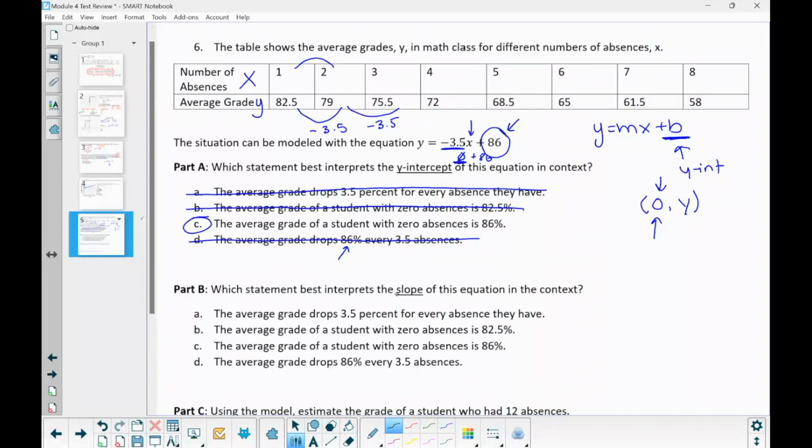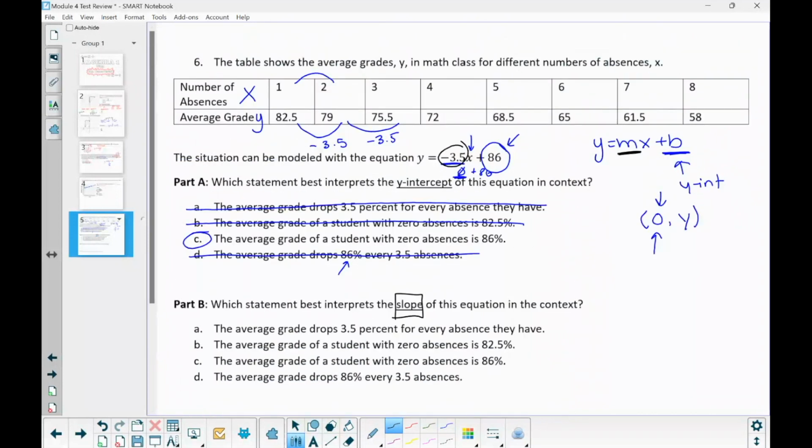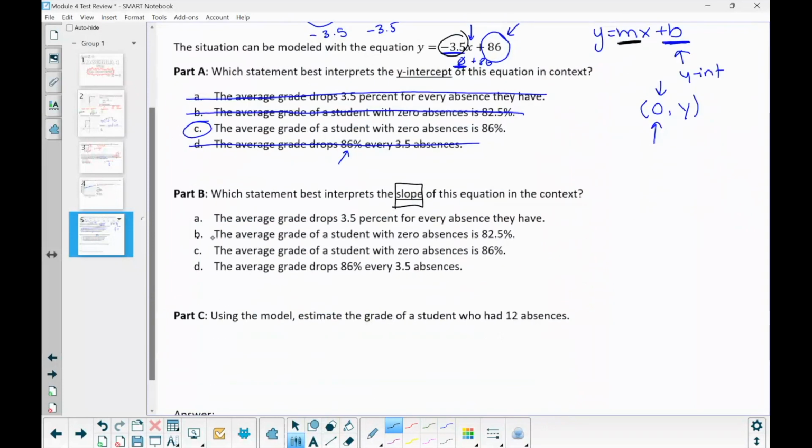Now, based on that, let's look at part B, slope. We know our slope is our m. Our m in this case is negative 3.5. So my answer should include negative 3.5. So I already know it is not B. And it is not C.